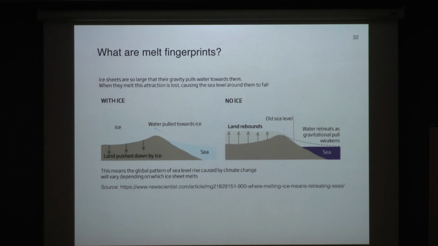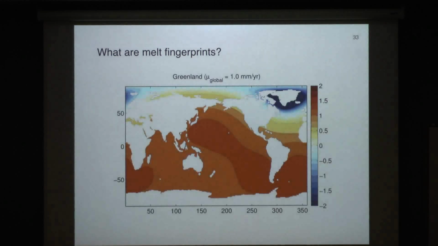And so what that means then, as the schematic notes, is that the shape or the spatial pattern of sea level rise caused by melting of ice will actually vary depending on which ice sheet is melting. So you'd have a very different pattern if you have ice sheet melt in Antarctica versus in Greenland. And this is the, quote, sea level fingerprint for melting of ice in Greenland. And this is calculated using the time variable gravity from GRACE. And this map has been normalized to correspond to 1 millimeter per year of melt from Greenland.